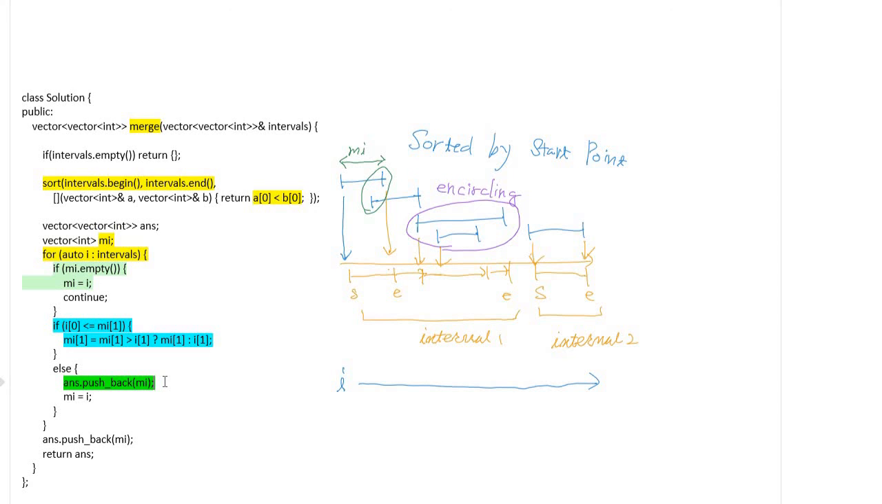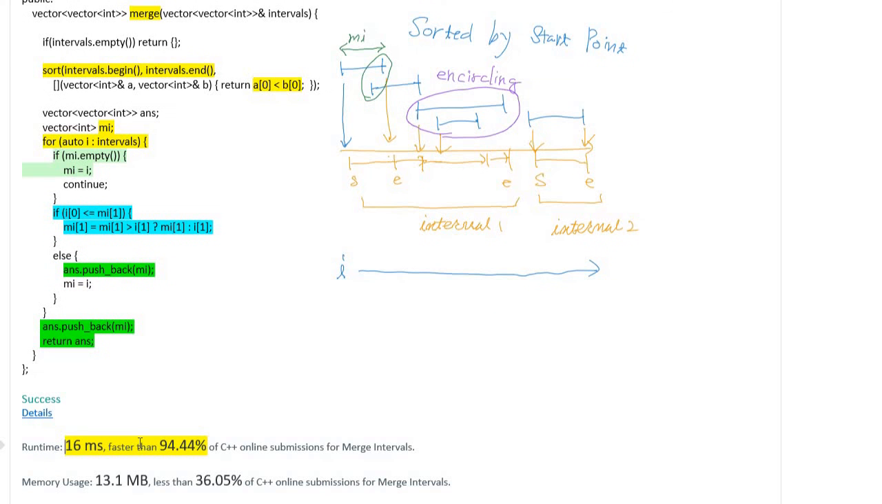we push mi into the answer vector. And the last mi also should be pushed back into the answer array after finishing the for loop, and then return the answer array. Okay, this code is O(n) time complexity, performing faster than 94.44%.